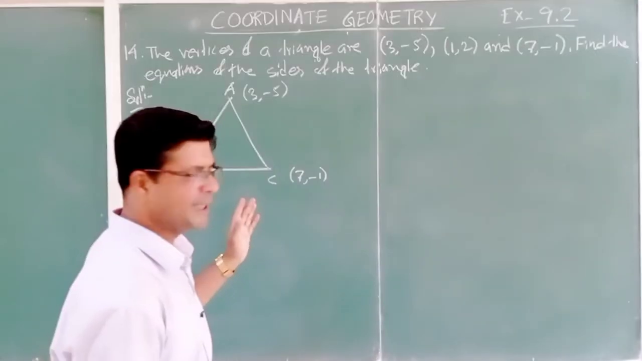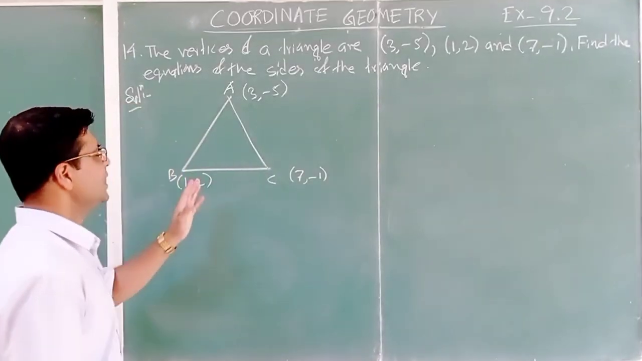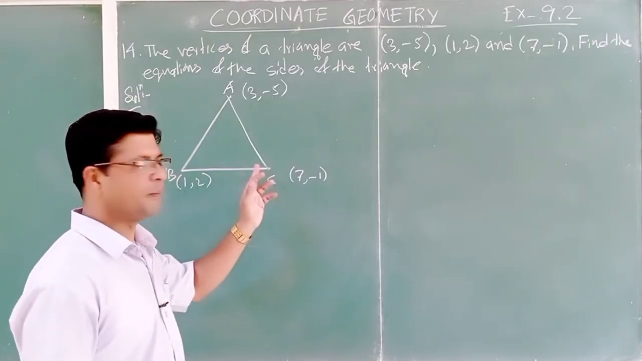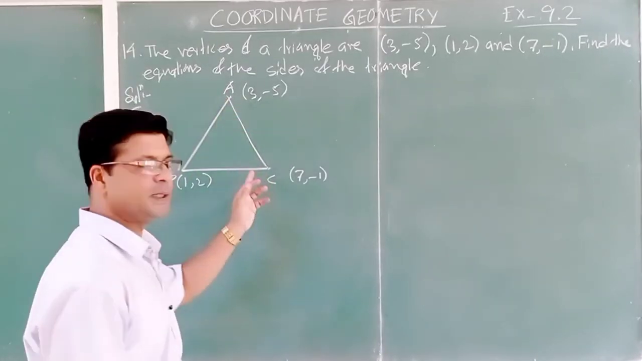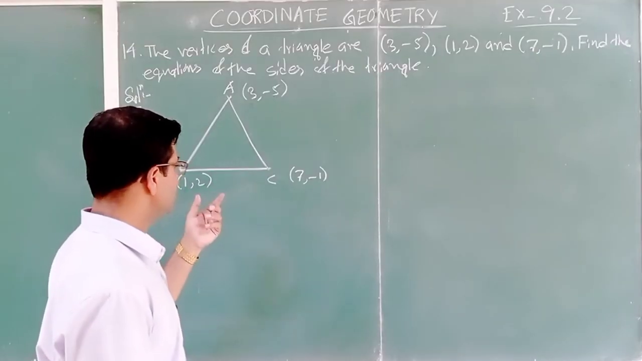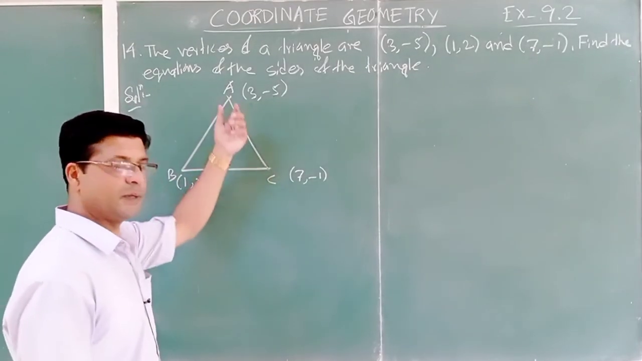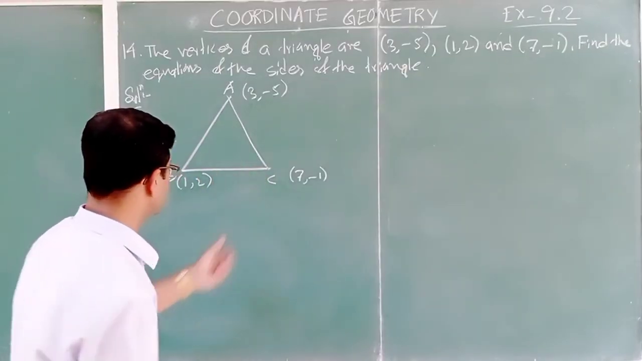Dear student, one mistake I did, I just realized it. In the second case, we are supposed to find the equation of BC, but by mistake I wrote the equation of AC. Please rectify that. Please forgive me for that also. Now let us find the equation of BC. That was the equation of AC. Now we are finding the equation of BC.